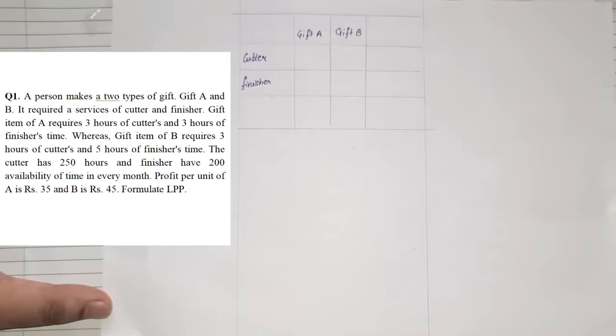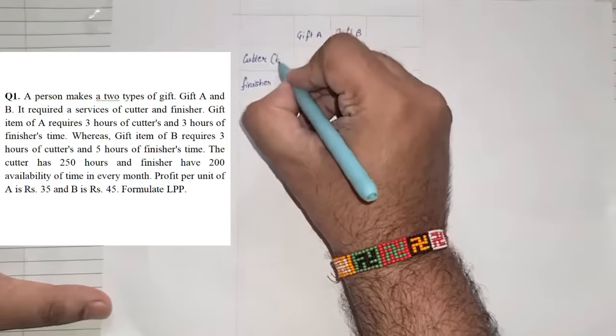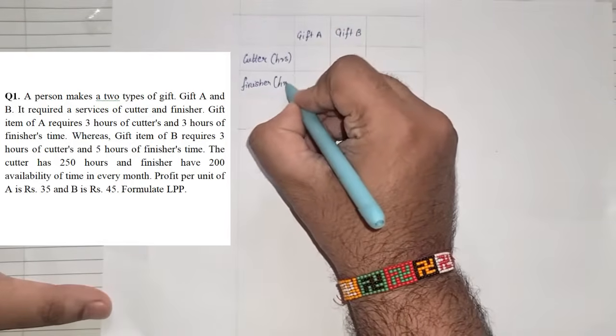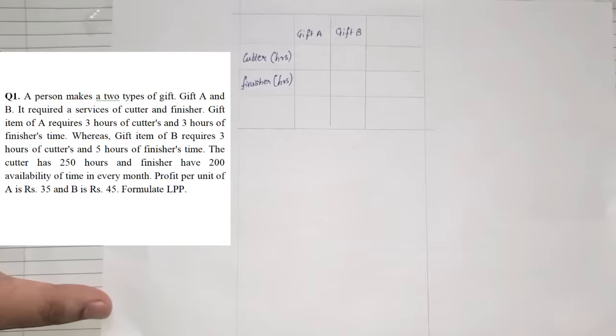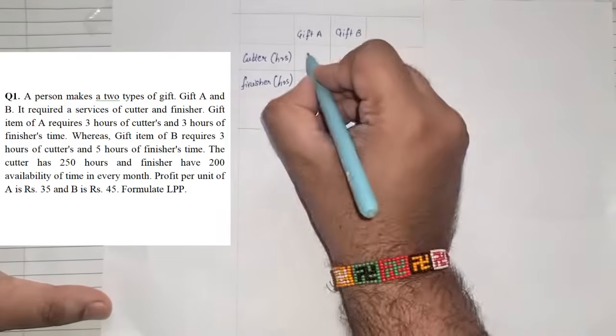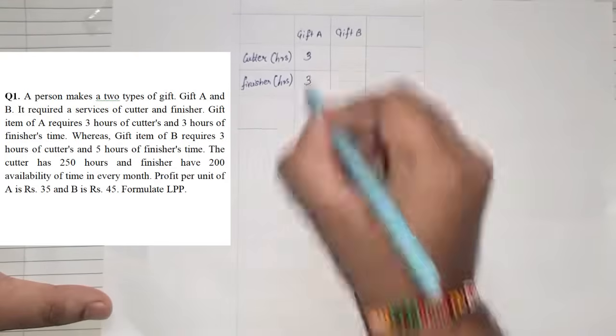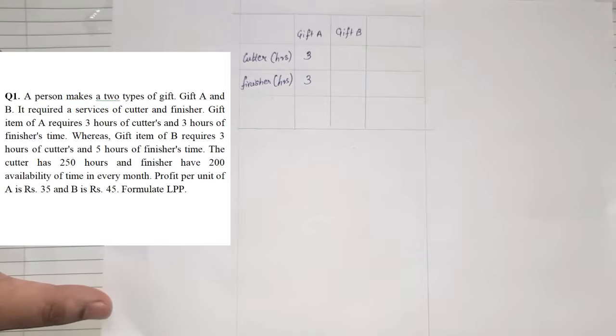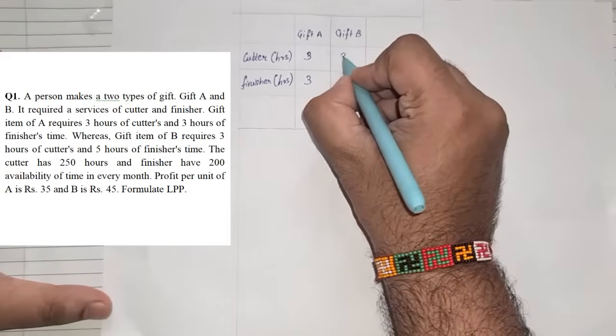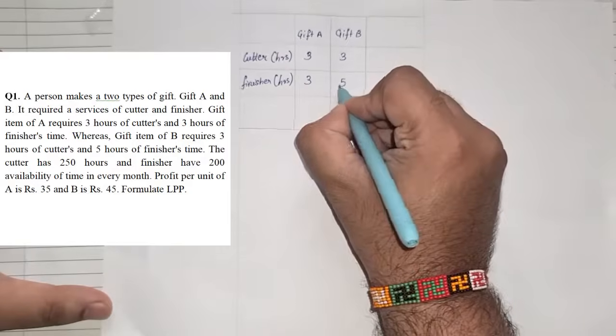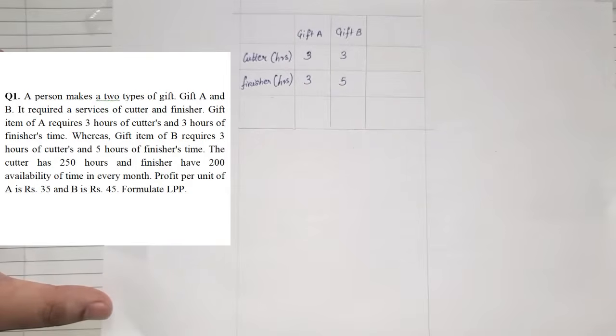After that, it is given that gift A requires 3 hours of cutter, so these are all in hours. Gift A requires 3 hours of cutter, so I'm writing 3 here, and 3 hours of finisher, so I'm writing 3 here also. Then it's given that gift B requires 3 hours of cutter and 5 hours of finisher. The cutter has 250 hours and the finisher has 200 hours. Okay, so that is the availability.